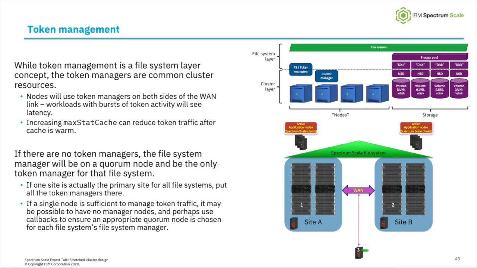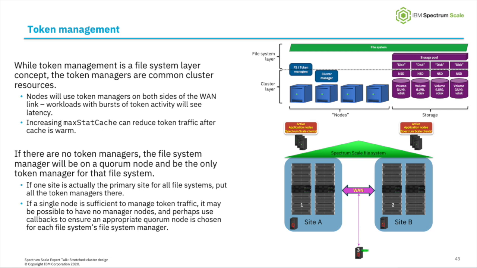So what can we do? I can leverage the fact that if a cluster has no nodes with the manager role, then the file system manager will be chosen from the quorum nodes, and I won't have any additional token managers. I could leverage that fact in a couple of ways. First, if the use case is primarily active-passive, so even though I have an active-capable file system, that might not actually be my workload.